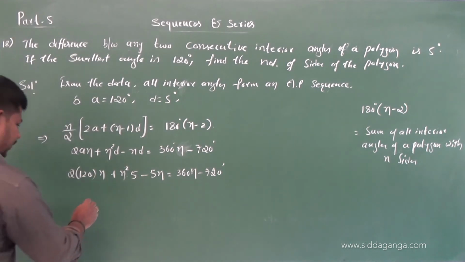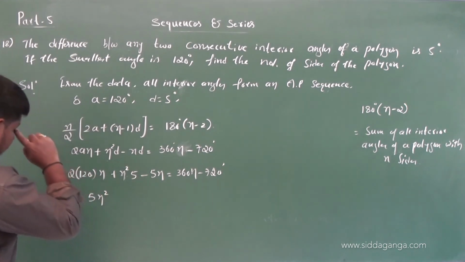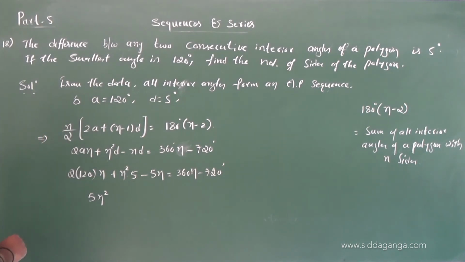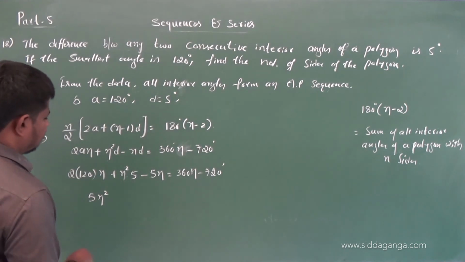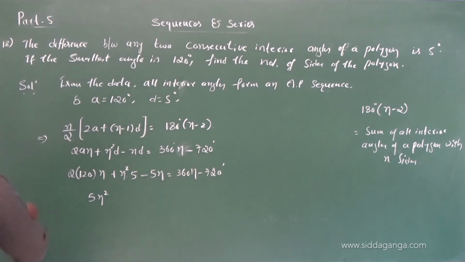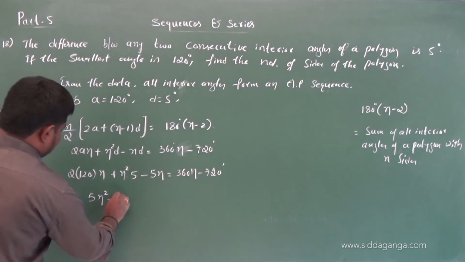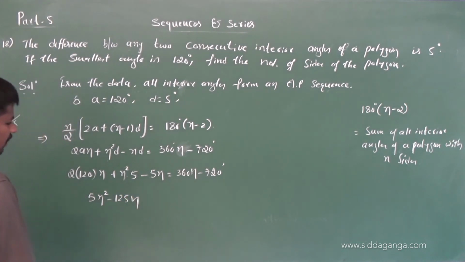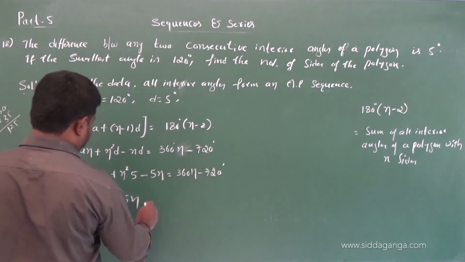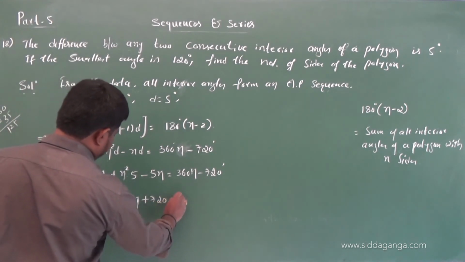So to get now 5n square, 240n minus 5n, so 235n. 360 minus 235n... so you get 125n, so minus 125n, and plus 720 equal to 0.